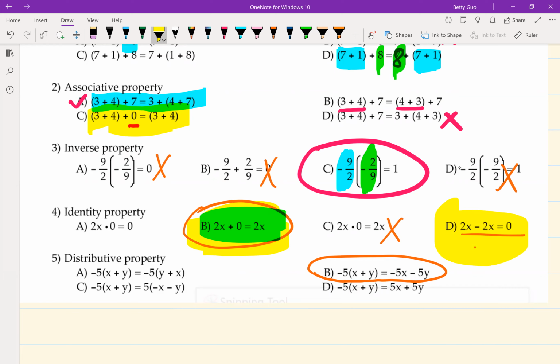Number 5, the answer is B. Coefficient of the parenthesis is -5. You distribute with the -5. -5 times x is -5x. -5 times y is -5y. That's the only correct answer. So pause the video or repeat the parts that you need more time to understand.